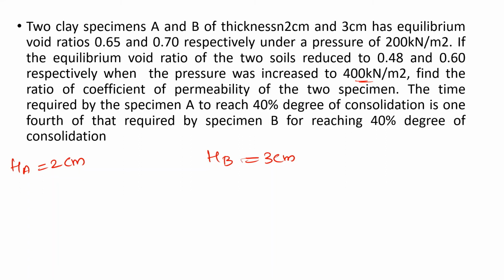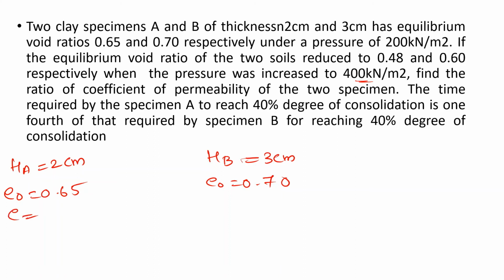Okay, we need to find out the coefficient of permeability between the specimens. So they have given a condition, that to reach 40% degree of consolidation, A will take 1/4 of the time that B takes. Then the initial void ratios are given as 0.65 and 0.70, and the final void ratios are given as 0.48 and 0.60.